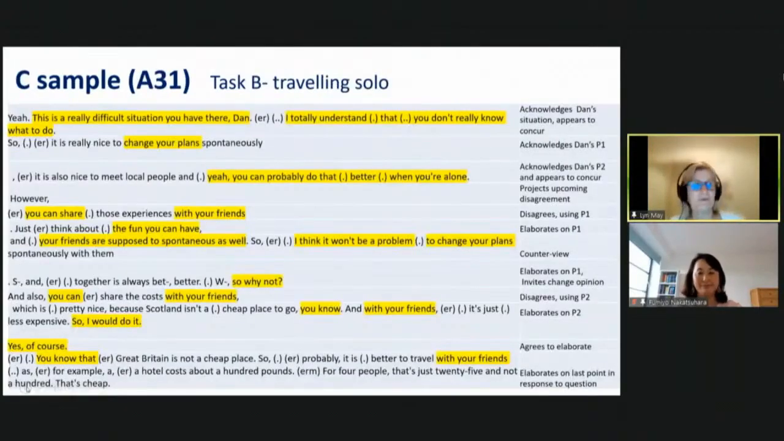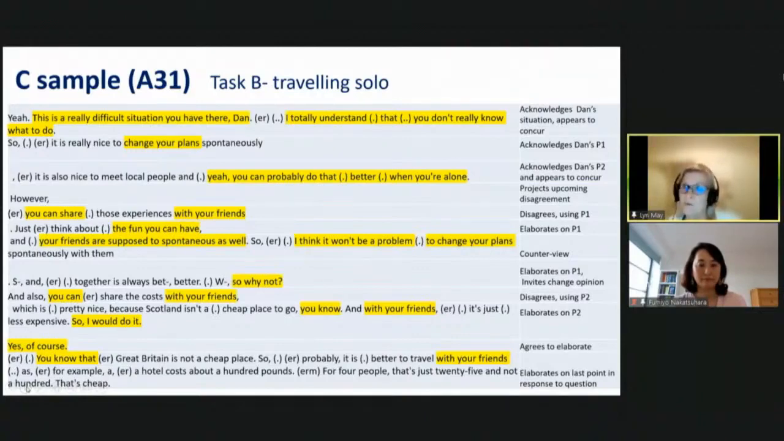Okay, so let's have a look at the C sample. What we can see here is a very clear orientation towards the listener. We thought this was very interesting in the higher level performances. It did appear that the candidate was tailoring their speech towards a listener, even though this was a monologue in nature, and the listener is only there in the video. That was definitely a very appealing finding for us. And we can see that here immediately: that's a really difficult situation you've got there, Dan. And appearing to concur: I totally understand that you don't know what to do.